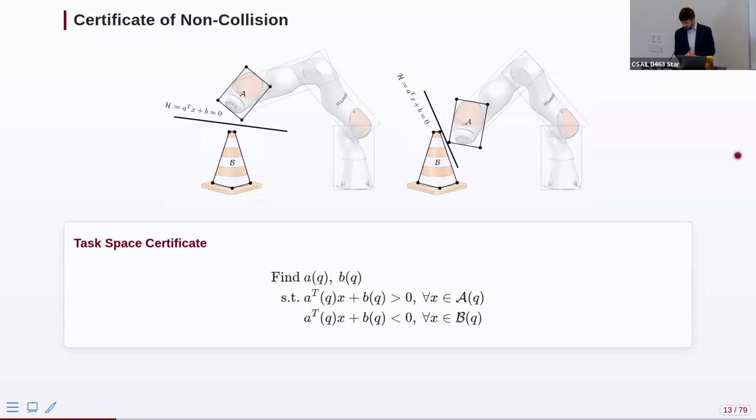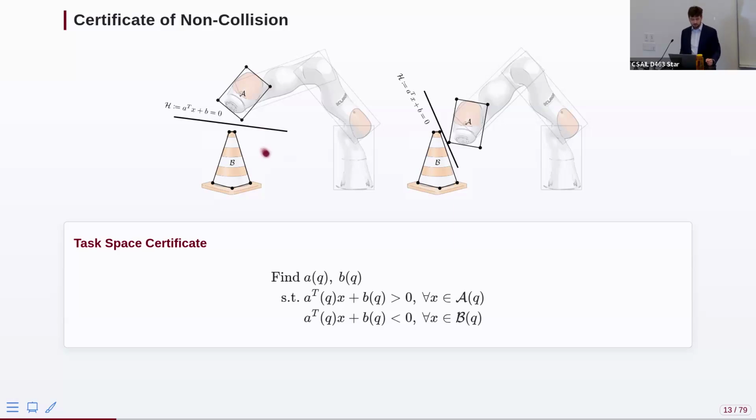So how do I convince you that a robot is not going to run into anything? If I have a robot and I think about its end effector A here, I can convince you it's not hitting the cone by drawing a line between the body A and the body B. For this line to be a valid certificate, it is a hyperplane, and all of the points X in the body A need to be on the positive side of the hyperplane, and all of the points X in the body B need to be on the negative side of that plane.